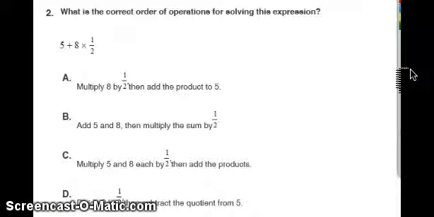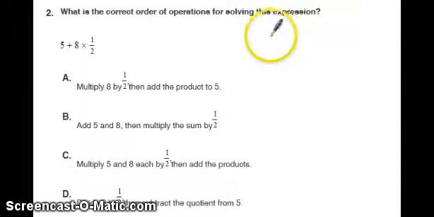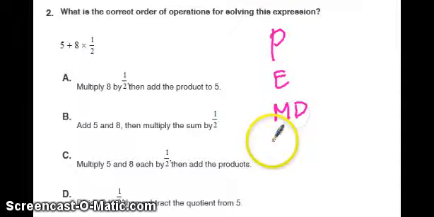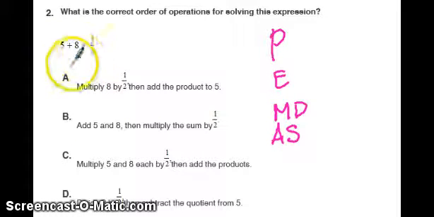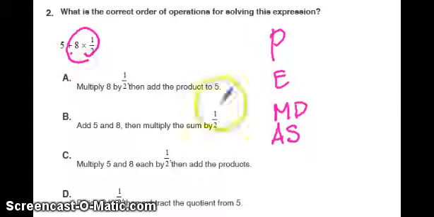Question 2 says, what is the correct order of operations for solving this problem? So if you think about your Please Excuse My Dear Aunt Sally, looking at this particular expression, we've got add and we've got multiply as our only two operations. Multiply is higher on the totem pole than add, so we're going to multiply 8 by 1/2, and then we're going to add that to 5. And I see that here.